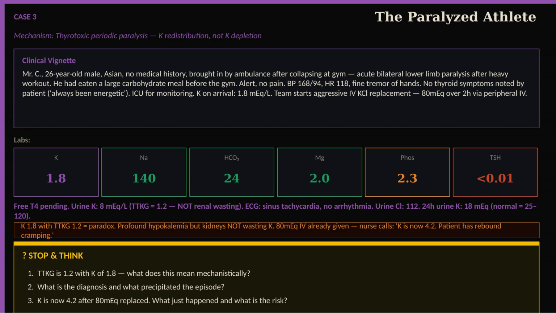Stop and think. What does a gradient of 1.2 with a potassium of 1.8 mean mechanistically? What's the diagnosis, and what set it off? And what just happened with that rebound to 4.2? And why is it dangerous?